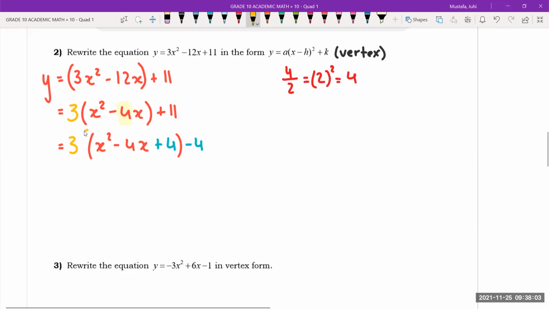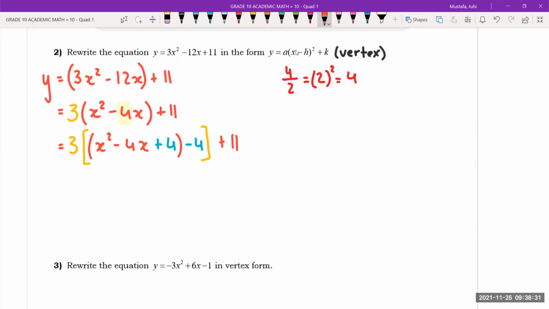Okay, now I'm going to put square brackets around this entire thing. And then I'm going to finish off the question with my positive 11. So again, if you take a look at this question from the original, have we changed the value of anything so far? No, all we did was factor out the 3, not a big deal. We added and subtracted the 4, not a big deal. We haven't changed anything. We're just changing the form.